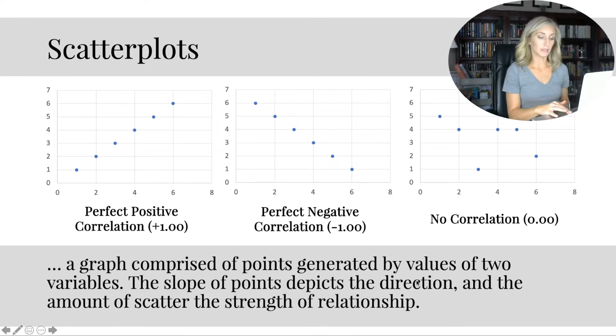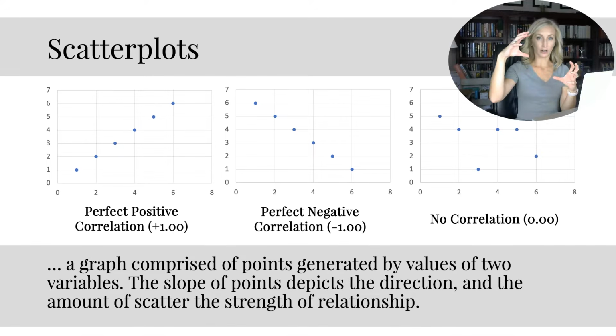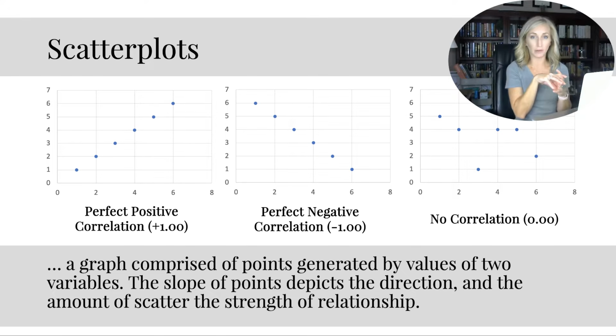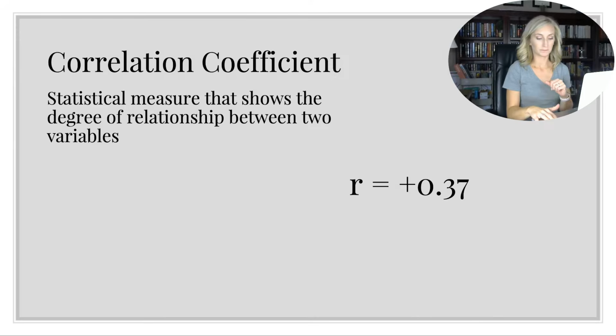So the big point that you need to take away from this is that the direction of the slope indicates a positive or negative relationship of the correlation. And the amount of scatter, how much scatter there is in the points or in the dots plotted on the scatter plot, indicates the strength. So the more you can find that line of best fit, the stronger the relationship.